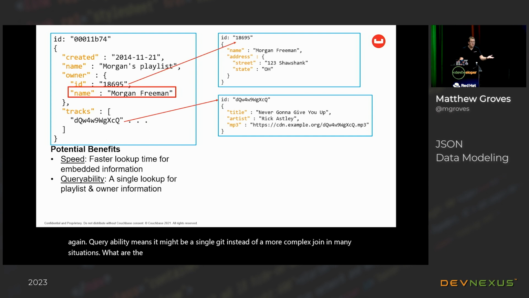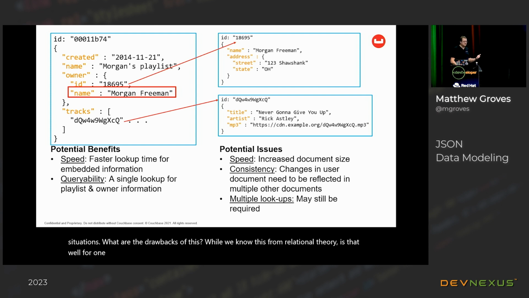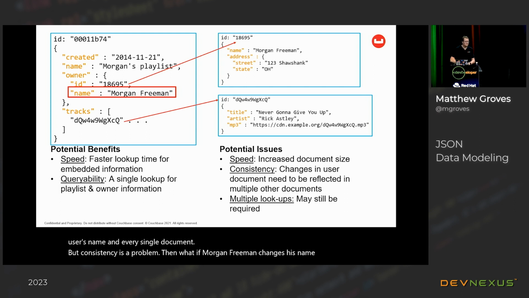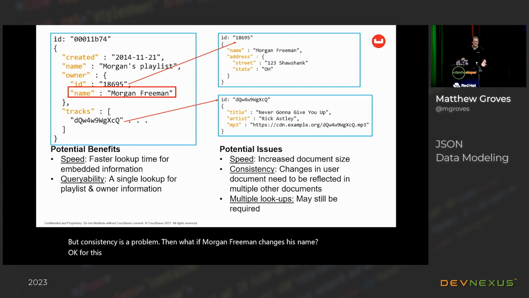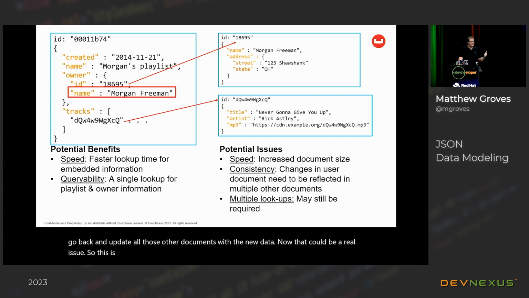What are the drawbacks of this? Well, we know this from relational theory is that, well, for one, speed is potentially an issue because our document's now getting bigger with the user's name in every single document. But consistency is a problem now. What if Morgan Freeman changes his name? Okay, for this case, probably not a big deal. How often does someone change their name? But if it's something more malleable, like, I don't know, an address or a phone number, now we have to go back and update all those other documents with the new data. Now that could be a real issue. So this is probably a good idea if the data doesn't change very much. And then last one, of course, multiple lookups may still be required. If I need something besides the name, I still have to do the second lookup anyway.